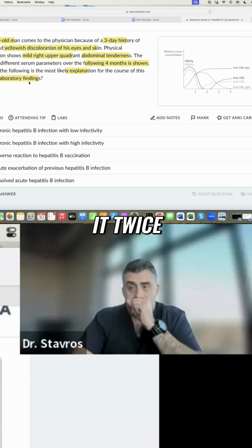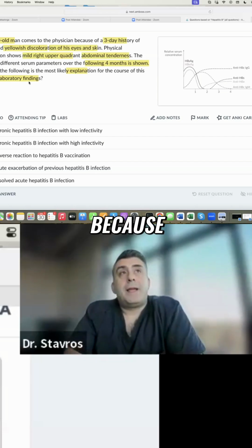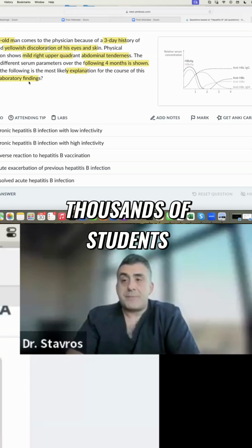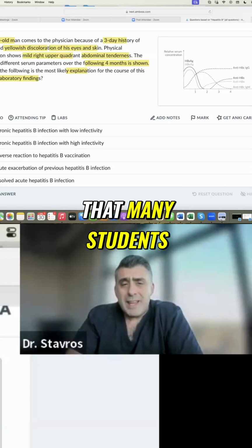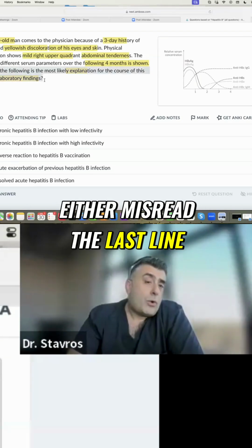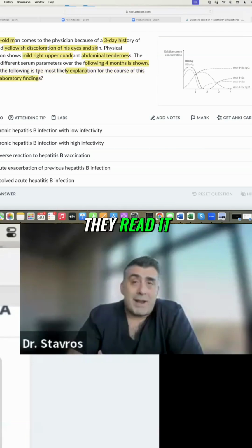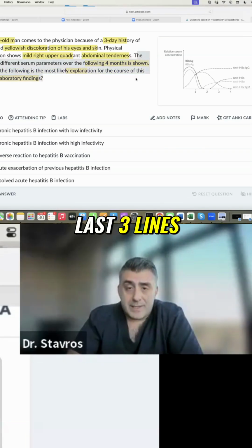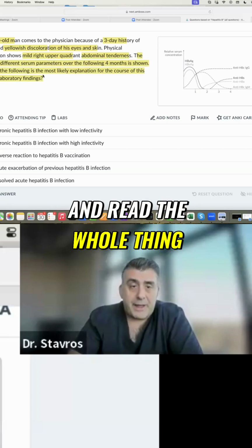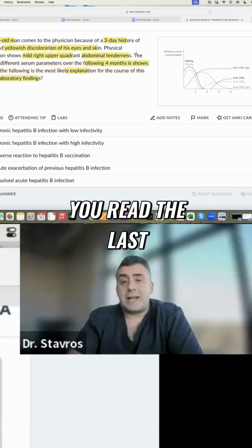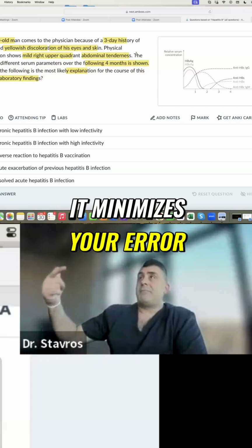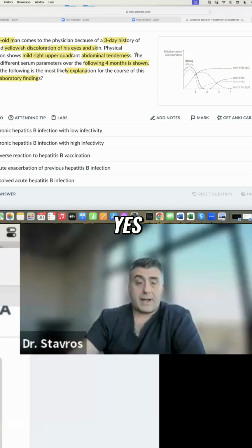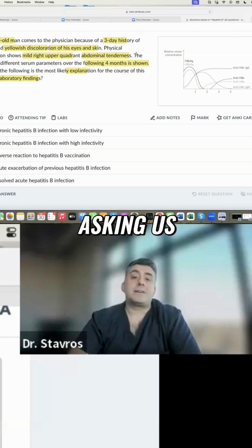Why did I read it twice? Because it's been shown through my statistics, because I've worked with thousands of students, that many students either misread the last line or maybe they read it, but they didn't understand it. So if I ask you to read the last 3 lines, go to the top and read the whole thing. By default, you read the last 3 lines twice. It minimizes your error of making a mistake. Okay. What is the question asking us?